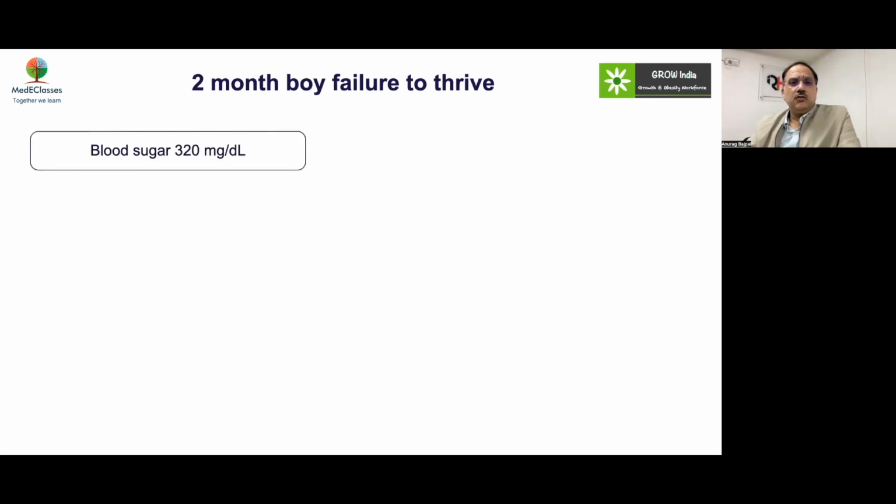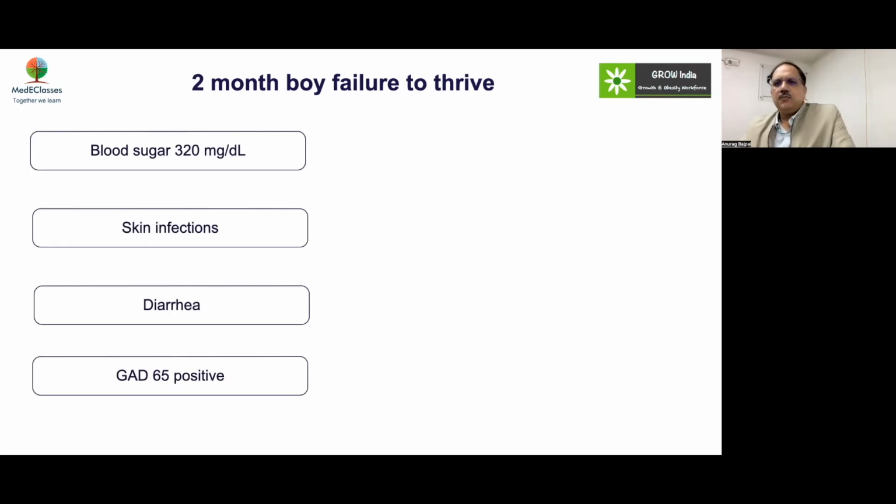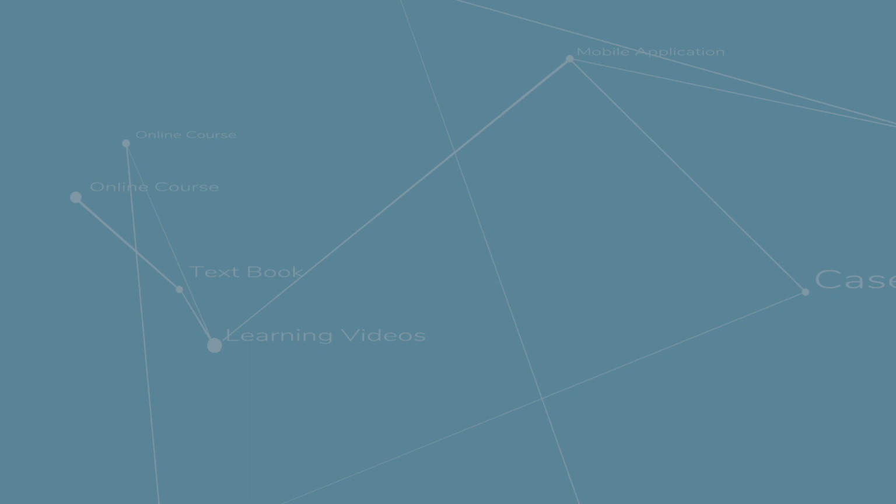2-month-old boy with failure to thrive, blood sugar 320 with skin infections, diarrhea, GAD positivity. So is this type 1? It's too early also. There are other manifestations you should think of. IPEX-like syndrome. So immune defects.